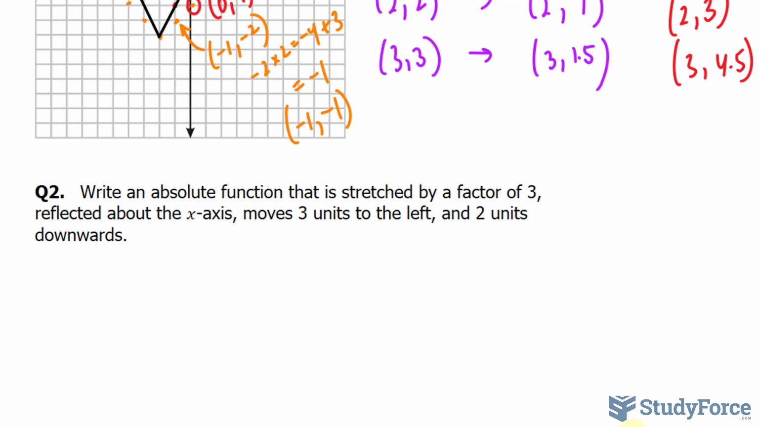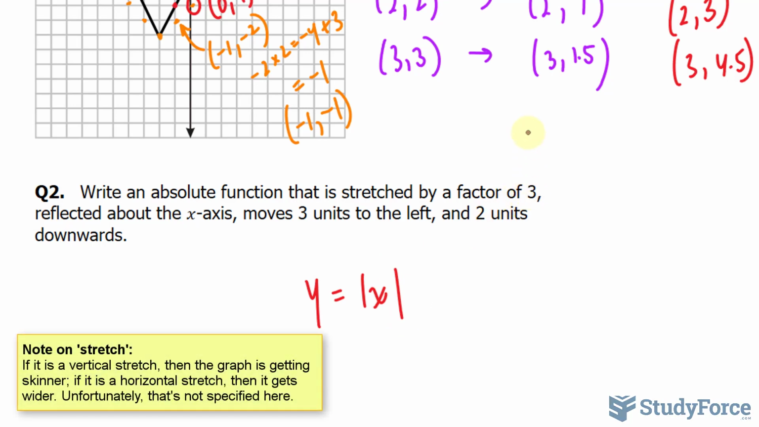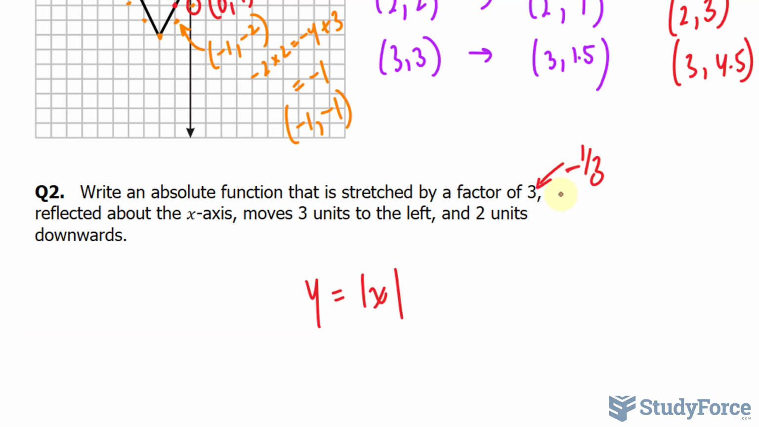Write an absolute function that is stretched by a factor of 3. So I'll start with y is equal to the absolute of x. If it's stretched by a factor of 3, that means it's getting wider. So this is 1 over 3. Reflected about the x-axis. If it's reflected, then the factor a will be negative. So y is equal to negative 1 over 3, the absolute of x.